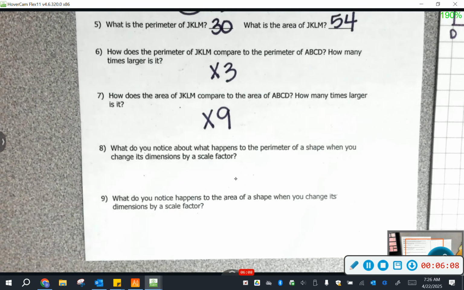All right. If I multiply my dimensions by 5, what do you think is going to happen to my perimeter?